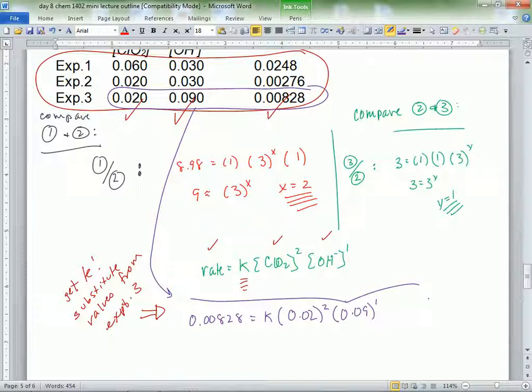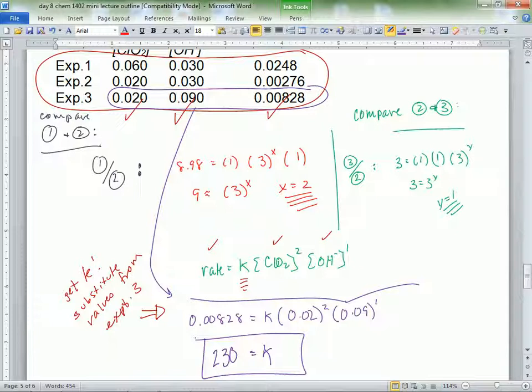Anybody get an answer? 230? Several folks got 230. Okay, make sure you can get that. If you got it, go on to the next one. If you didn't, let me help you. Did you get it? 0.00828 divided by 0.02, then hit the x squared button, then divide it by 0.09. And the next one is good.